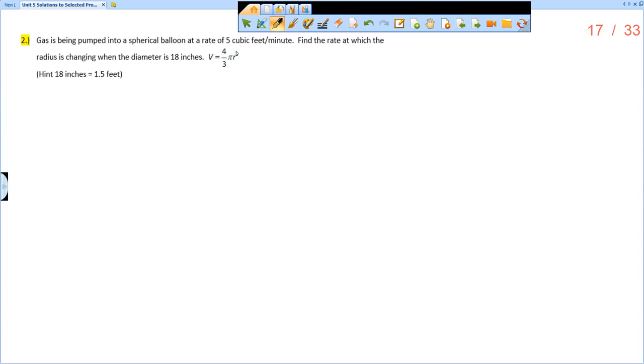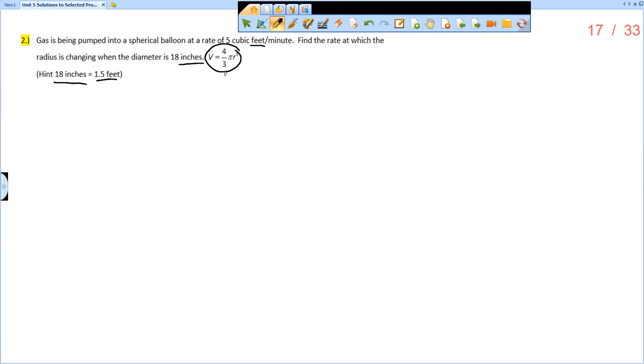V equals 4/3 pi r cubed. Remember, this is the volume formula for a sphere, right? So we're giving you that. You don't have to worry about that. Now, I'm also giving you this hint: 18 inches is 1.5 feet. It's important to note that this is given in cubic feet per minute, but this measurement is given in inches. So, of course, the hint is necessary.